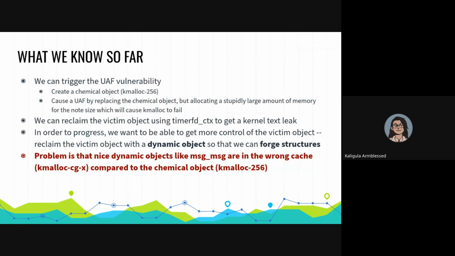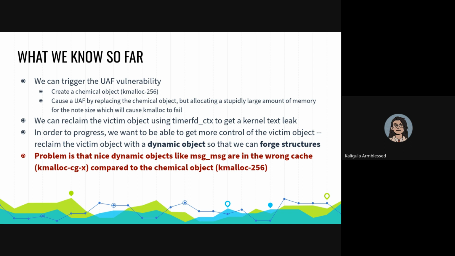Okay, so what do we know so far? We know that we can trigger the UAF vulnerability. We can create a chemical object. We can cause a UAF by allocating a stupidly large amount of memory, which will cause kmalloc to fail and the object to be freed. We can reclaim this object using timerfd_ctx to get a kernel text leak. But in order to progress, we want more control of this victim object. We need to reclaim the victim object with a dynamic object so that we can forge structures. We can basically mess with stuff inside this chemical object to further the exploitation and get RIP control.